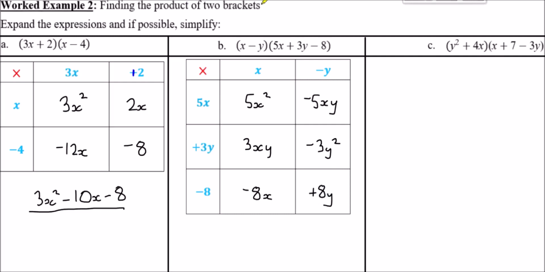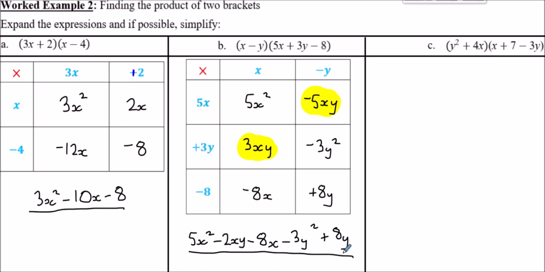Again, this can be simplified. So we have 3xy here, minus 5xy there. So that becomes minus 2xy overall. What we have here is 5x squared, minus 2xy overall, minus this 8x, minus 3y squared, and then plus 8y.